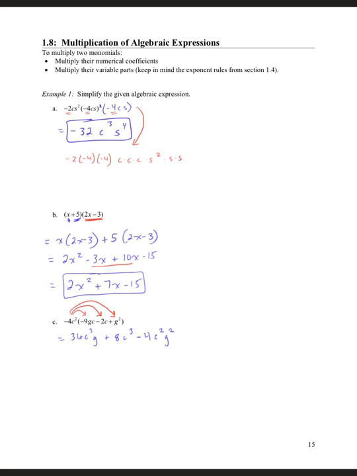And you'll notice that we do not have any like terms amongst those because it has to be the same exact variables and the same exact exponents. And even though there's c's and g's here and here, this is cubed, they're both squared, so they do not combine any further. So this would be the final answer here. Okay, the next page.